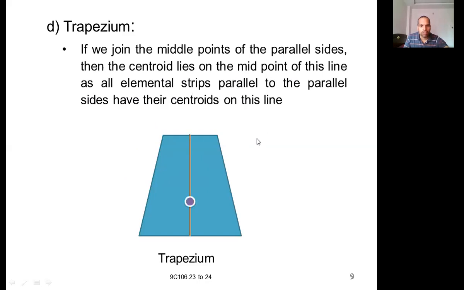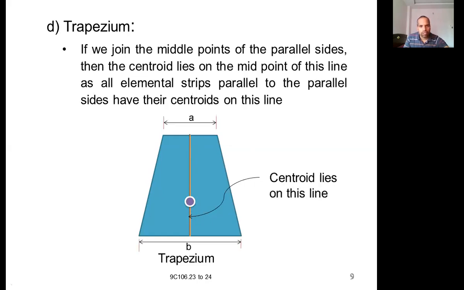Obviously this is a symmetry, an axis of symmetry. So generally it will lie on this line, and if it lies on this line, the centroid lies on this line. If you draw all these lines, the centroid lies on the midpoint of this line, as all symmetric elemental strips parallel to the parallel sides have their centroids on this line.